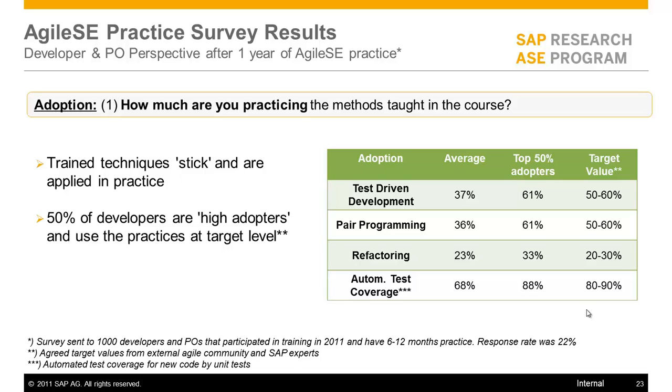If you look at the third column, the top 50% of adopters, which means the top 50% who are doing it the most, their average is 61%, 33%, and so forth of this practice. And like I said earlier, for test-driven development and pair programming, the target for these practices is not necessarily 100%, but more like 50 to 60% in this case. So you can see that half of the people really operate at what the industry and we consider as the target values. So the practices really stick.